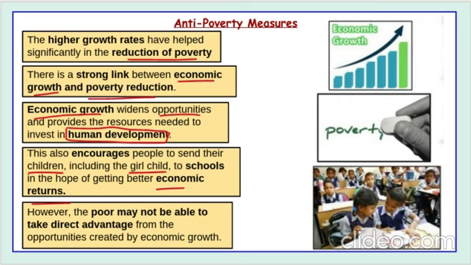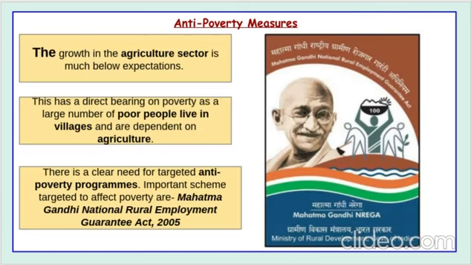Now, however, the disadvantage is that the poor may not be able to take direct advantage of the opportunities created by economic growth. There could be many reasons. First is awareness; they are not that much aware, right? So they couldn't directly take such advantages. Now, the growth in the agriculture sector is much below expectations. This has a direct bearing on poverty, as a large number of poor people live in villages only. Mostly the poor people are in villages and they depend on agriculture. But sometimes the land is taken, and all of these issues are there.